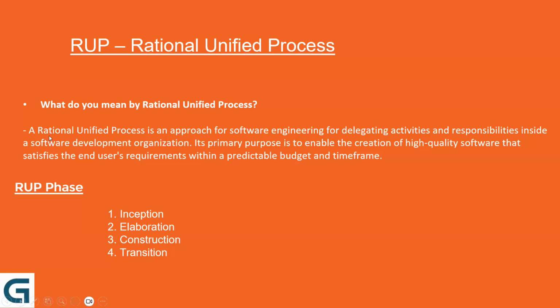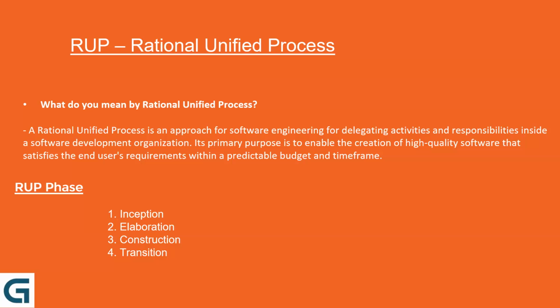I would like to invite someone to read this indicator for me just below the bullet. What do you mean by Rational Unified Process? A Rational Unified Process is an approach for software engineering for delegating activities and responsibilities inside a software development organization. Its primary purpose is to enable the creation of high quality software that satisfies the end user's requirements within a predictable budget and time frame. Thank you so much.